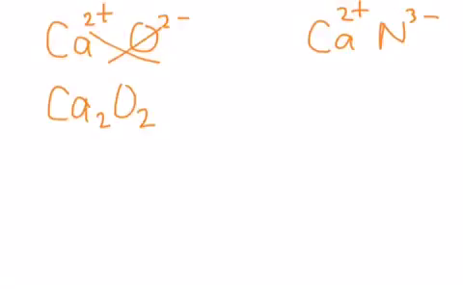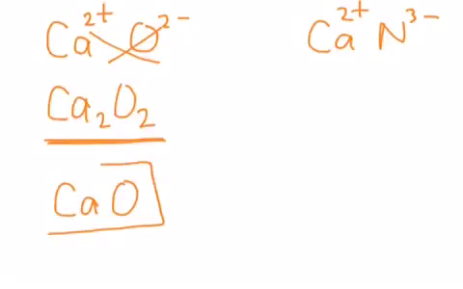But it really doesn't have to be 2 of those. If I have an ionic compound, I always want to reduce to the smallest ratio possible. And so here the correct answer would be CaO, calcium with the 2 positive charge, oxygen 2 negative, that's electrically neutral. Let's look over here, calcium with nitride.